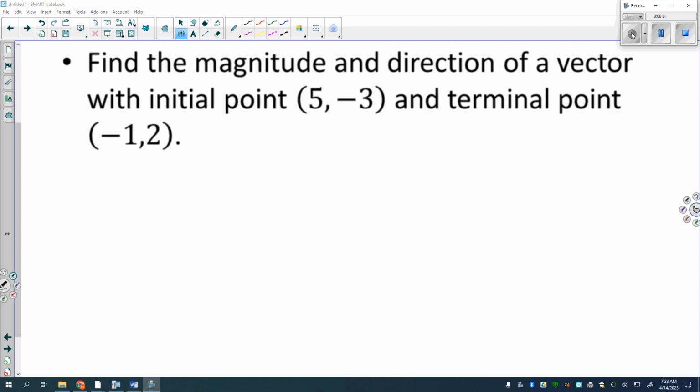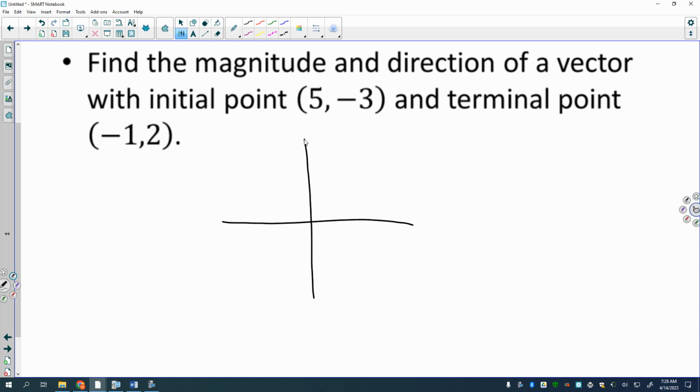Now for this example, if I start off just by putting these points on here, 5, -3, and -1, 2, I can get this vector that looks like this. And that's a fine vector. But normally when we do this stuff, we don't like to have vectors just out and about on the plane wherever. So I move this, and I always move it so that it starts at the origin. So I get something that looks like that.